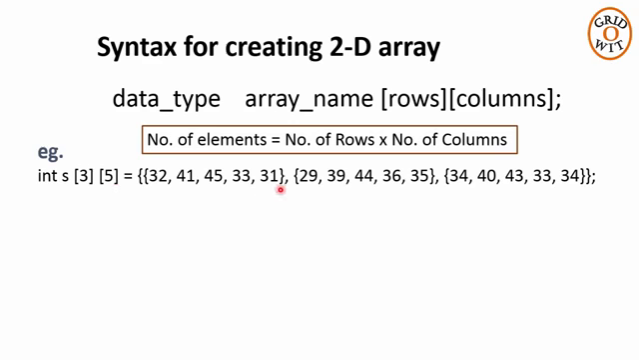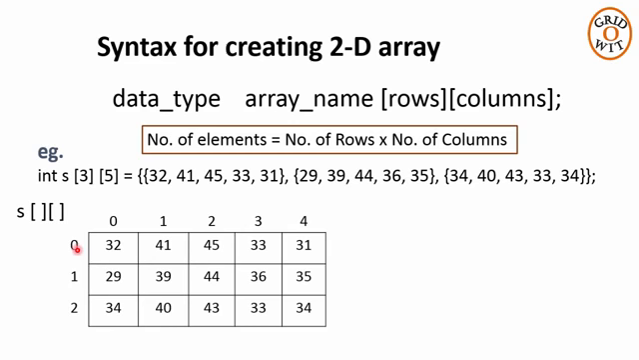You can assign all the 15 values while declaration through this syntax. Again in this, the index for the rows starts from 0, 1, 2 up to number of rows minus 1. And for the columns, the index also starts from 0, 1, 2 up to number of columns minus 1. Now if you want to print the integer value at 0th row and third column, you have to write S[0][3]. 0 represents the row index and 3 represents the column index, and the value at this position is 33.